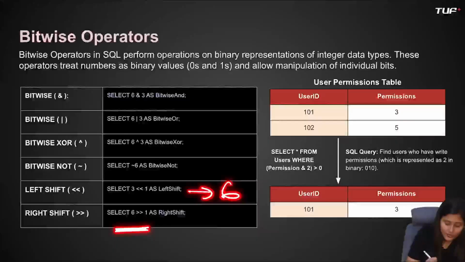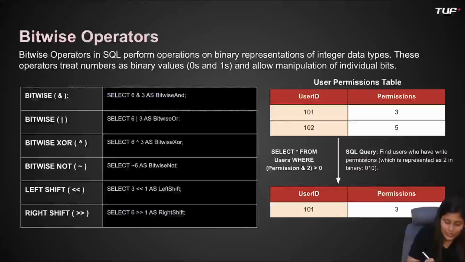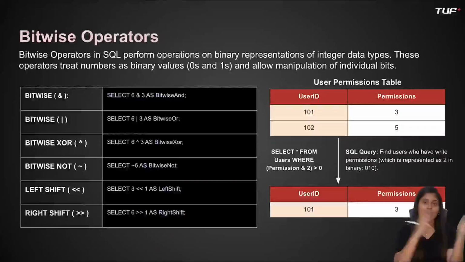Now if you do the right shift, for 6 it is 1, 1, 0, right? If you right shift it, it will be 0, 1, 1, because now the digits moved. So 0, 1, 1 is nothing but 3. So this is a 6, and this will be 3. This is what left shift and right shift mean in the bitwise operator.